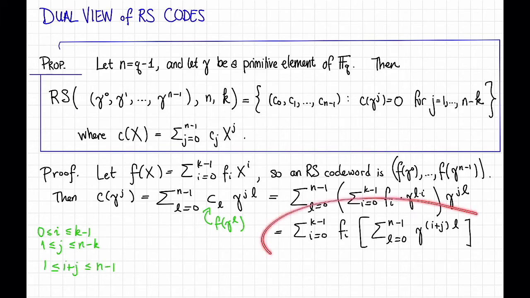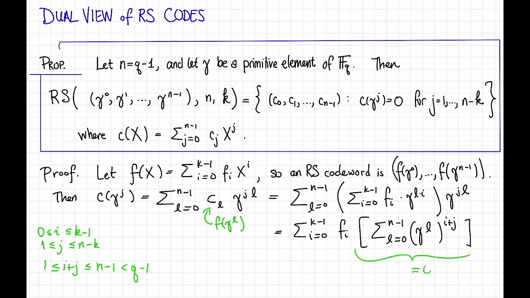So coming back over here, let's rewrite this term a little bit. So instead of gamma to the i plus j times l, I'm going to write it as gamma to the l to the i plus j. And as we saw over here, i plus j is at least 1, and at most n minus 1, which in particular is strictly less than q minus 1, since n is q minus 1 itself, which means that this thing here is equal to 0 by the useful fact that we saw in the previous slide. That means that this whole thing is 0. Okay, so this shows one direction of this proposition.